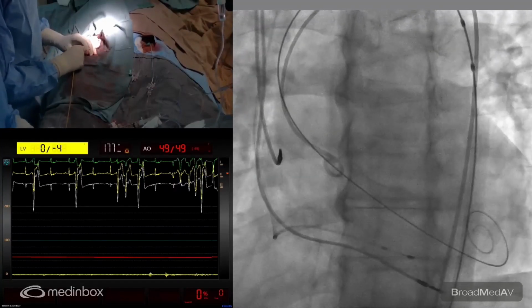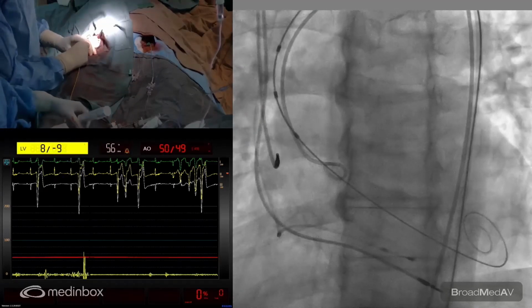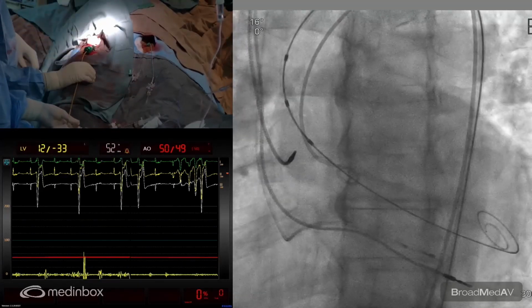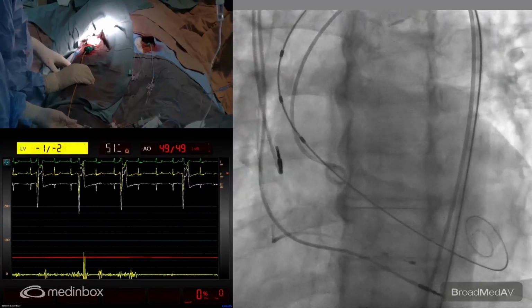That's the Mammoth balloon coming in. You can see the 3 markers, which help us in correct placement. So before we cross, let's do a check pacing now. 140. Yes, 140, please.